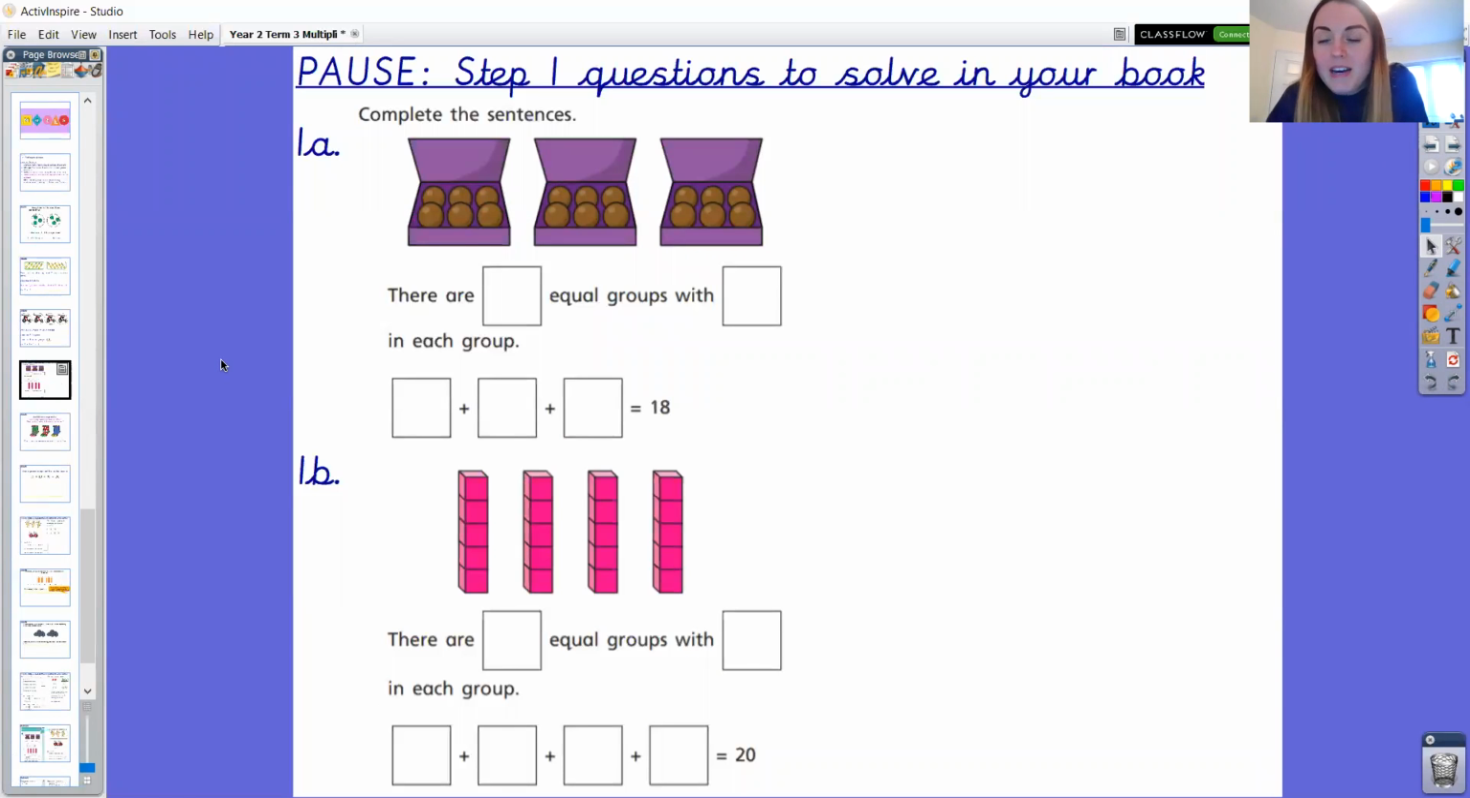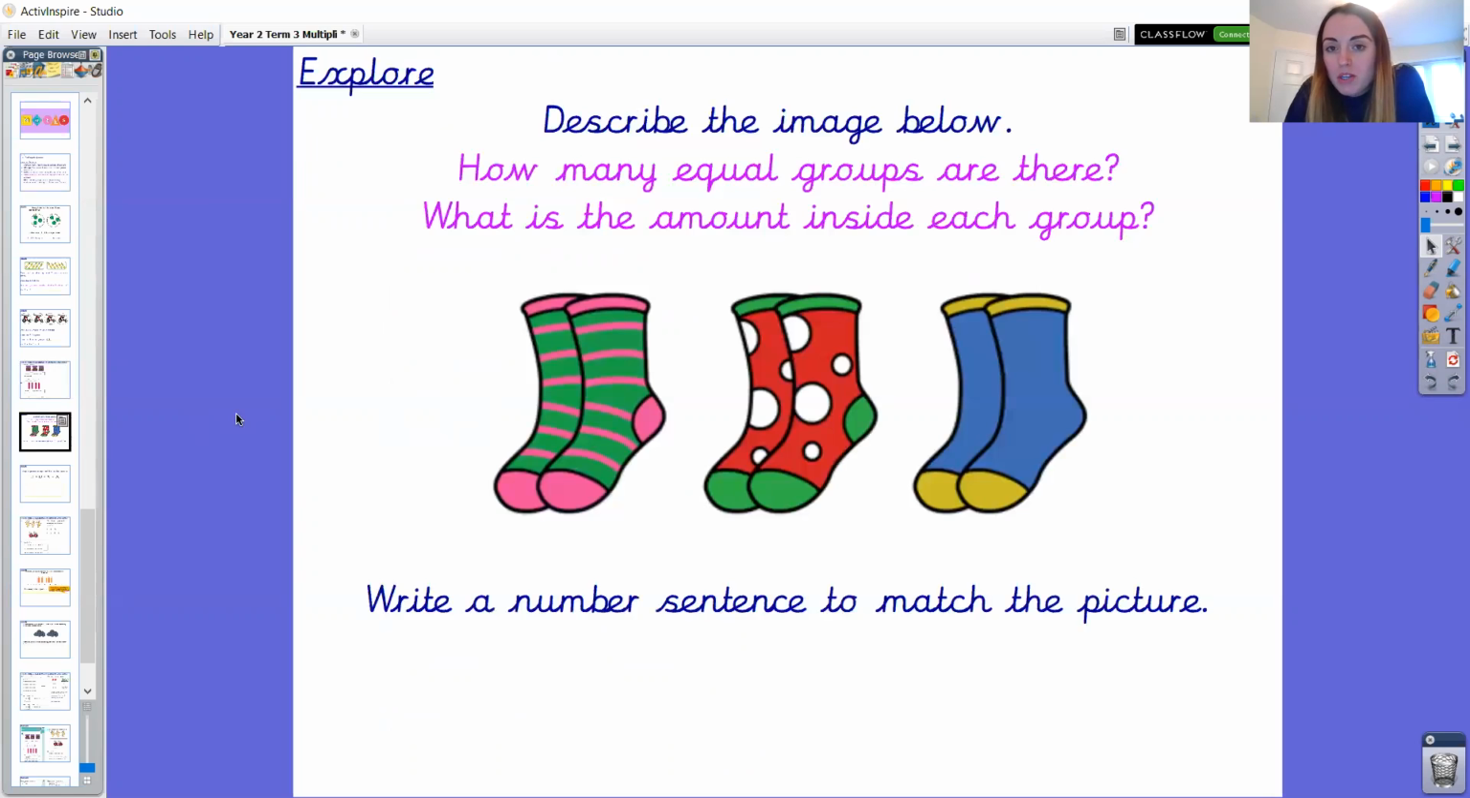Okay, on your screen now, Year 2, you will see the step 1 questions. For step 1 today, please complete the sentences which describe the pictures. There is a sentence using your words and a number sentence for each picture. So please pause the video here and complete step 1. Brilliant, well done, Year 2. I'm so proud of you for all of your effort that you're putting into your learning. Well done. Okay, we're going to move on to exploring step 2 now.